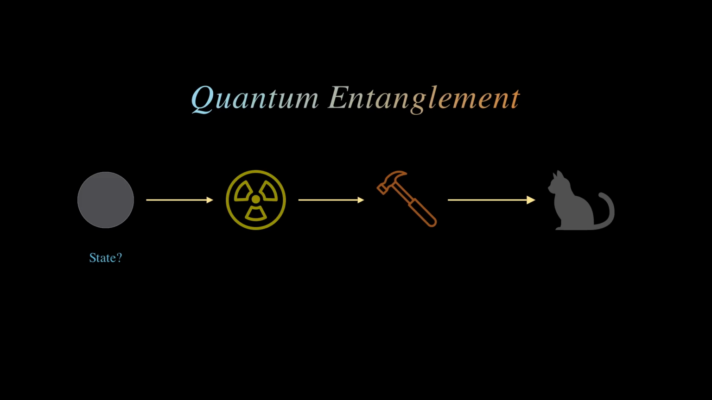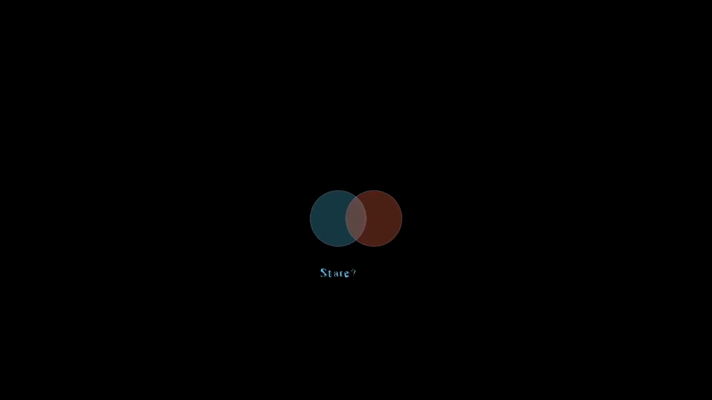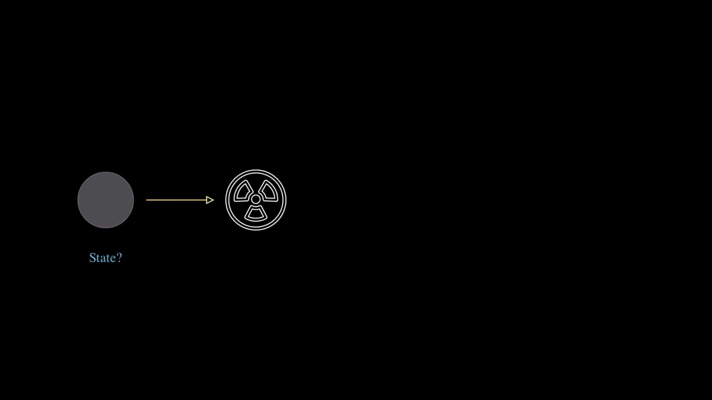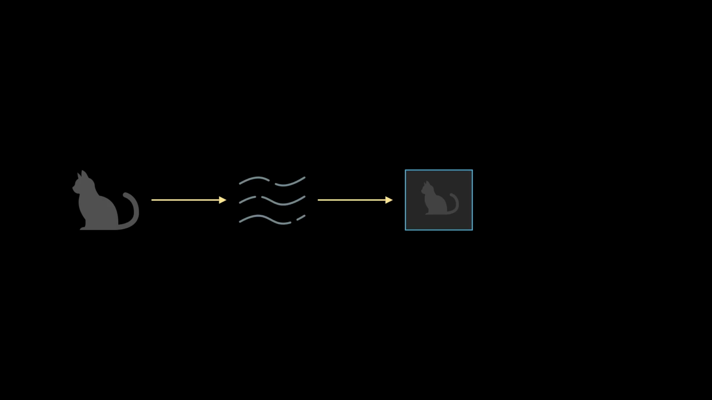Quantum entanglement occurs at an atomic level, which means that there is technically one singular wave function for the world, as the state of all atoms is entangled with each other. With this knowledge, if we proceed further, then the atom is entangled with the radiation detector, which is also entangled with the hammer, the poison, the cat. And now, the cat is entangled with the air surrounding the cat, which in turn is entangled with the box. And the box is entangled with the air surrounding the box, leading to the atom ultimately being entangled with you.